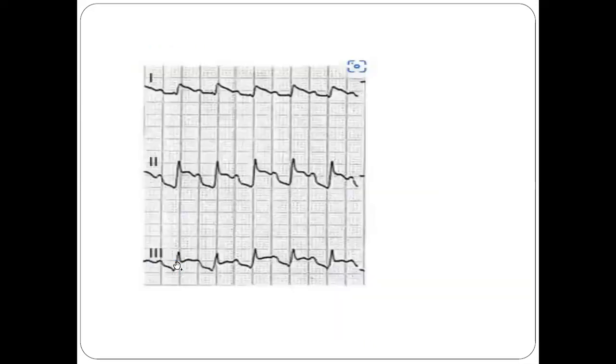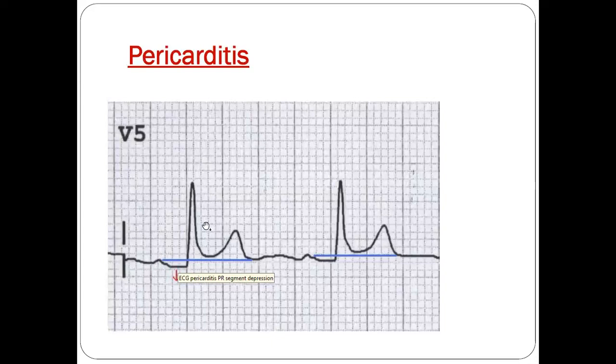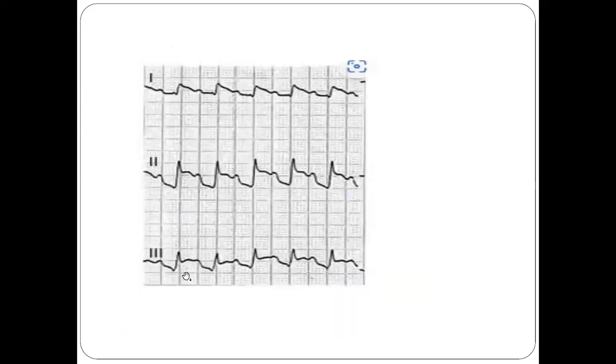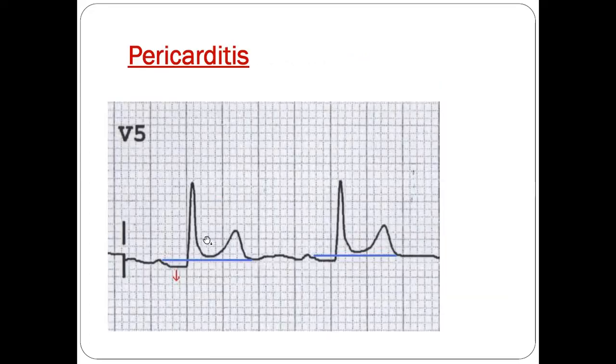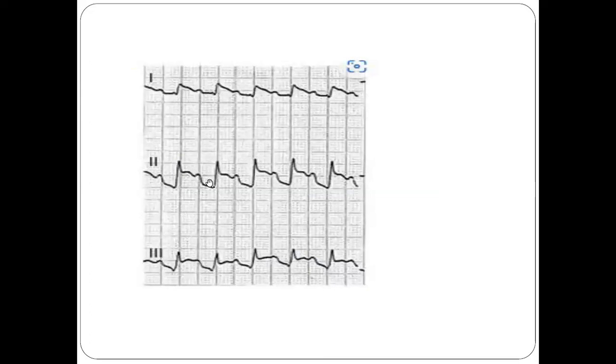PR segment depression and elevation are also seen in pericarditis. But what is important is that in pericarditis, the elevation is concave up, whereas in MI it is convex up in shape. So if a concave up appearance is there, it comes under pericarditis, and if convex up, it comes under infarction.